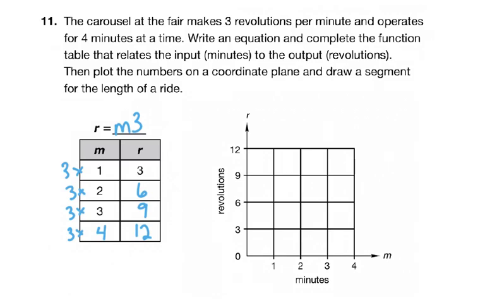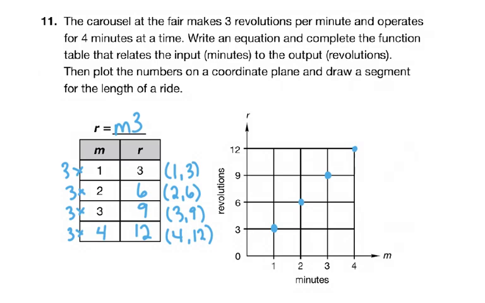Great. So let's check your work. So the first one we have 1 and 3. So we're going to go over 1 and up to the 3. So we're going to go right here. The next one we have 2 and 6. So we're going to go over 2 and up 6. The next one we have 3 and 9. So we're going to go over 3 and up to the 9. And last but not least, we have 4 and 12, and we're going to go over to the 4 and up to the 12. Now we're going to draw a straight line through our dots.